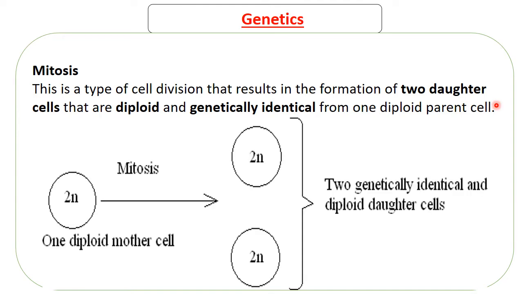With that being said, this is an illustration of mitosis. So let's say this cell has 2N chromosomes, which is the diploid. It's going to divide to form two cells, which have 2N also. And you can see they have the same number of chromosomes. So one diploid mother cell divides into two. The two are genetically identical, and they are diploid daughter cells.